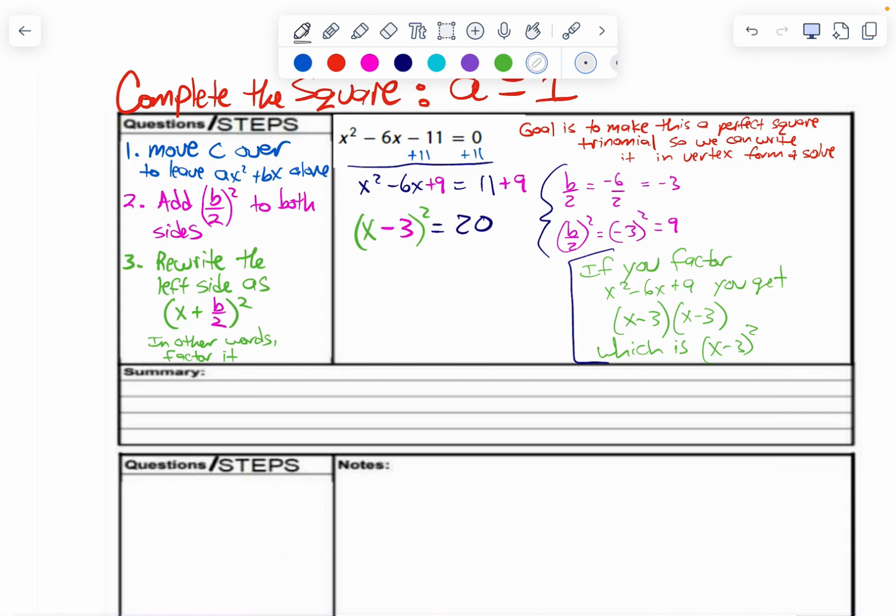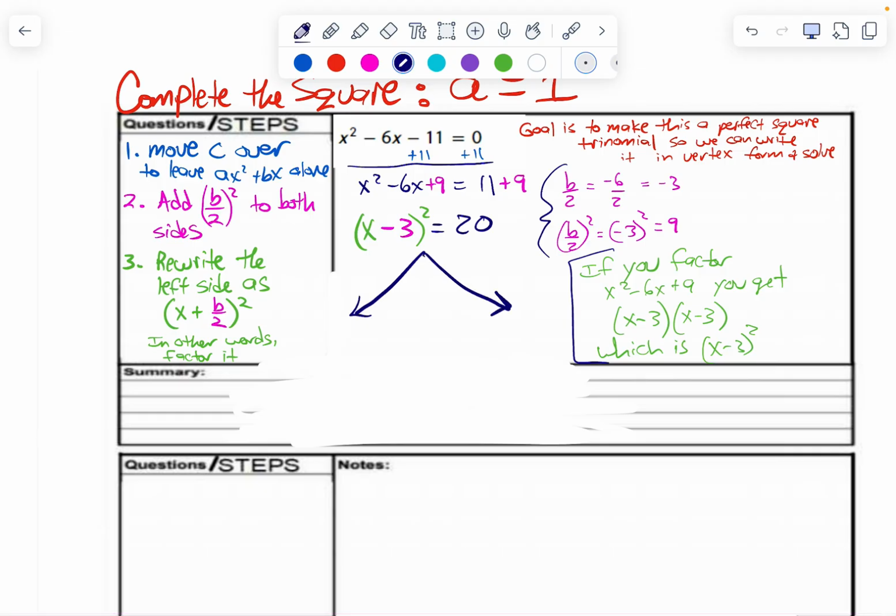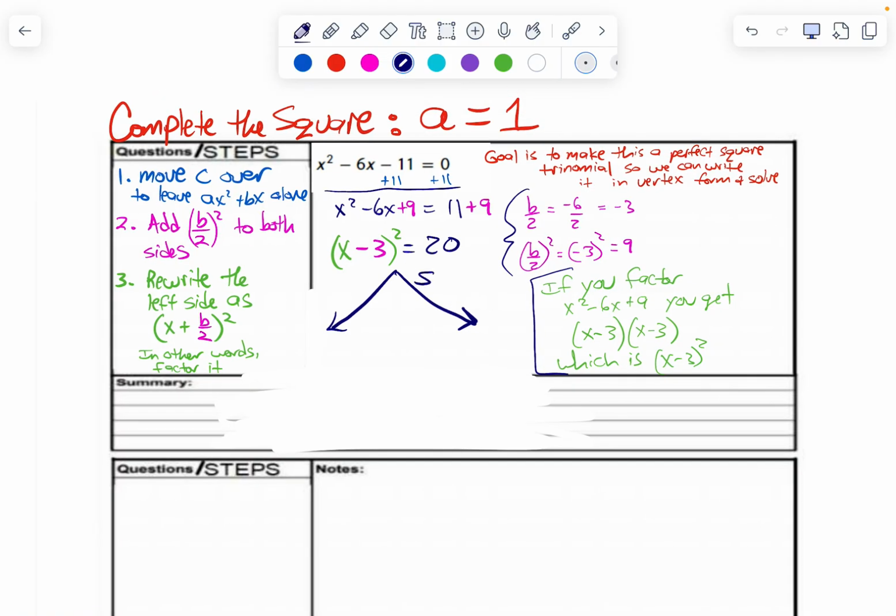So here are your two options at this point. I need to get rid of some of these lines for mine. I always write too big. Okay. If you have room, at this point you have two options. It depends what the problem wants you to do. You can solve, or you can write in vertex form. And it's easy steps from here.